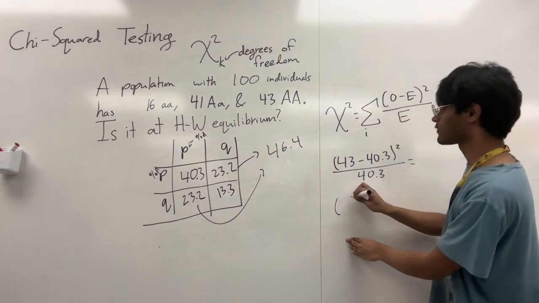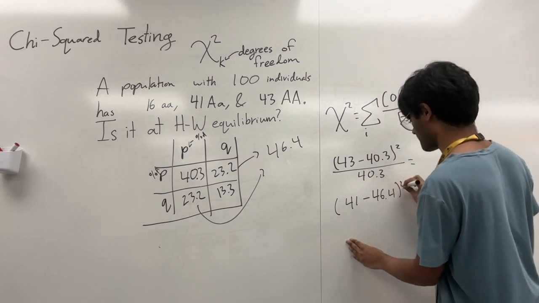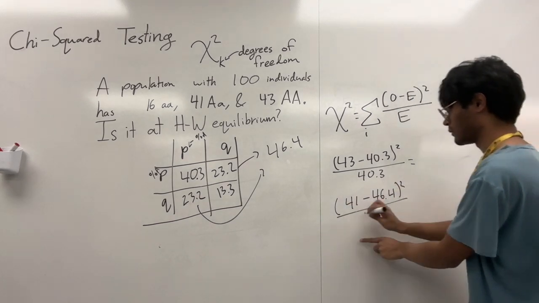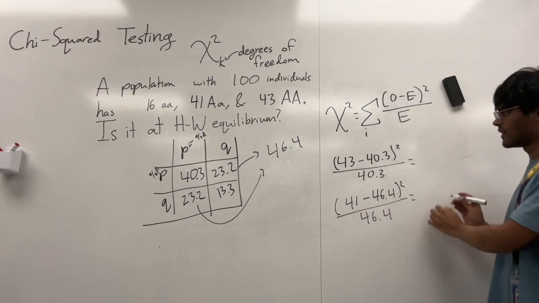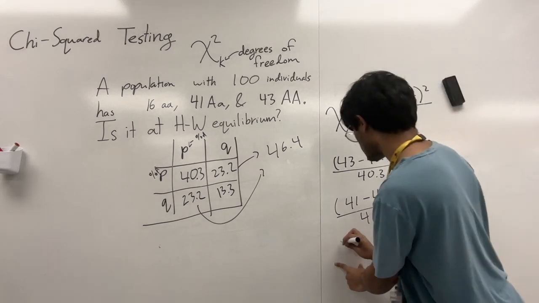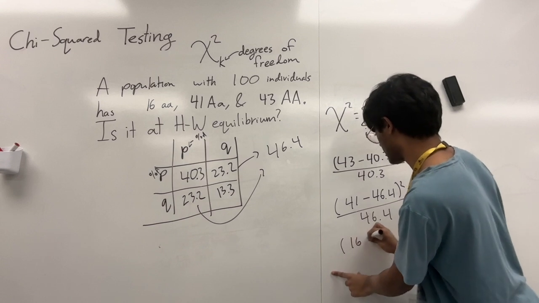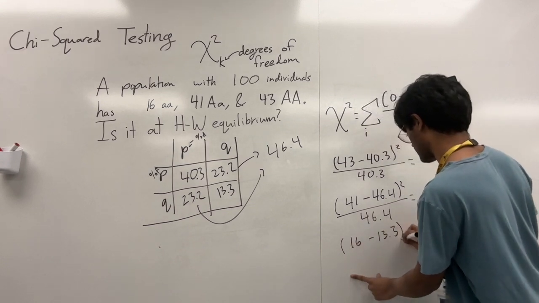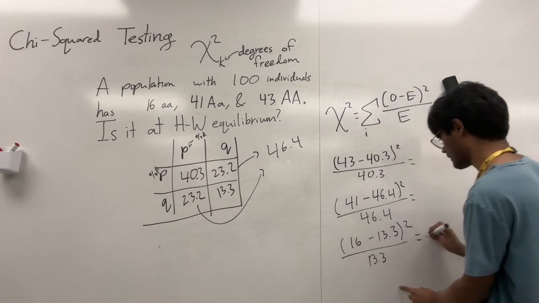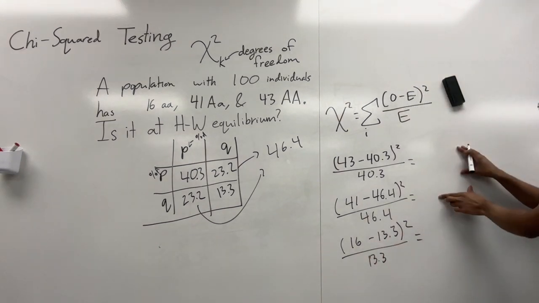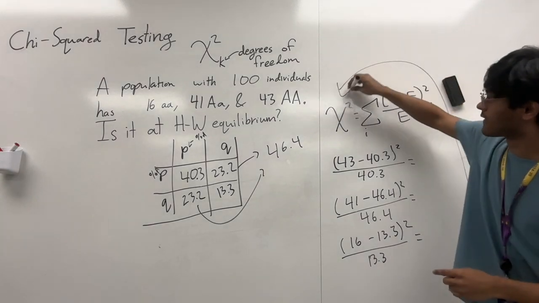So we observed 41 of them. We expected 46.4 of them. We square that error, and we divide it by the expected value. Gives us our next part of our anomaly. And our last part that will add into our total anomaly, we observed 16, we expected 13.3, we square that error, divide it by the expected. We'll combine all three of these anomalies to get our total anomaly, our chi-square statistic.